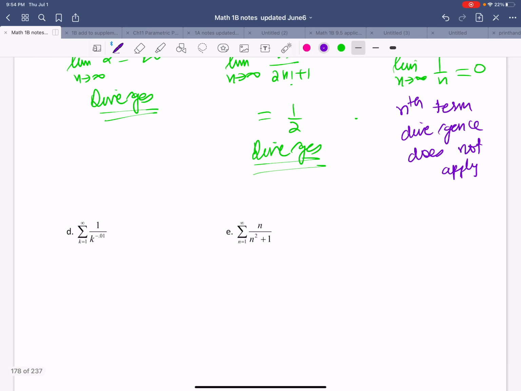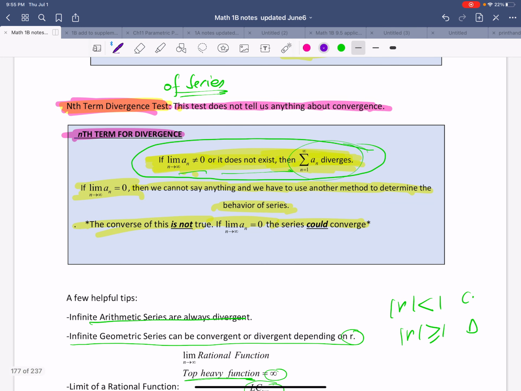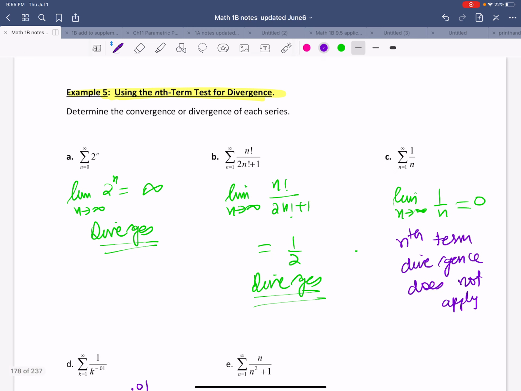Let's check out the next one. Summation k equals 1 to infinity of 1 over k to the power negative 0.01. So let's go ahead and find the limit as k goes to infinity. I would just take it to the numerator because the exponent is negative in the denominator. So when k goes to infinity, this limit also goes to infinity. So we can say it does not exist, which is infinity. That means the series diverges. Maybe I should add here that if the limit is not equal to 0 or it's infinity, then the series diverges. Does not exist means infinity also does not exist.